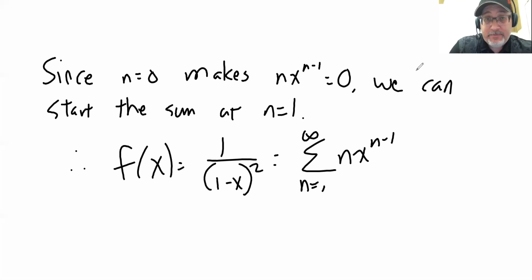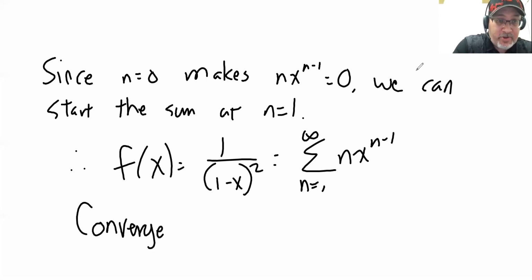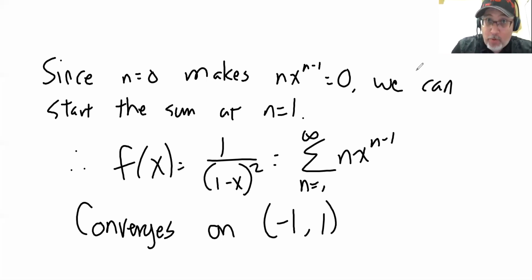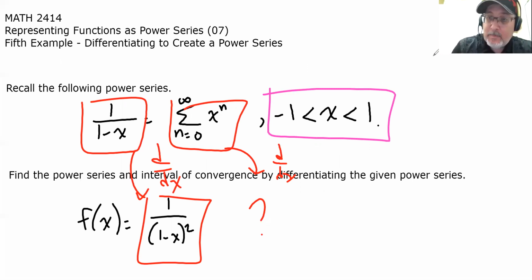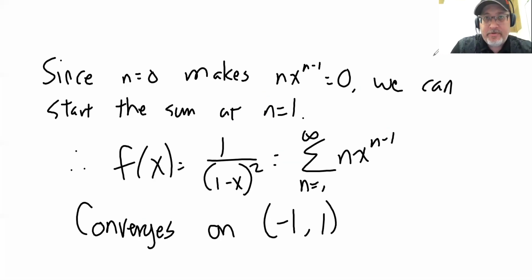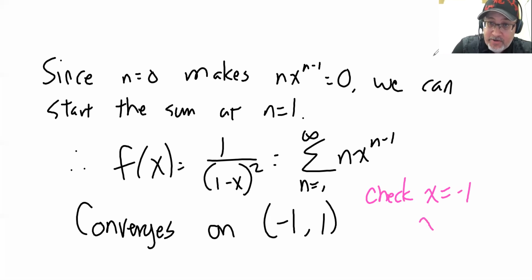But we're not out of the woods yet, because now we need to know the interval of convergence. Our theorem from the previous video says this converges on the same interval that we had before we took the derivative. In other words, we get the same convergence as we do right here. But when you take the derivative or antiderivative, you may pick up convergence on the endpoints. So we still have to check x equals -1 and x equals 1 for convergence. So let's check x equals 1.